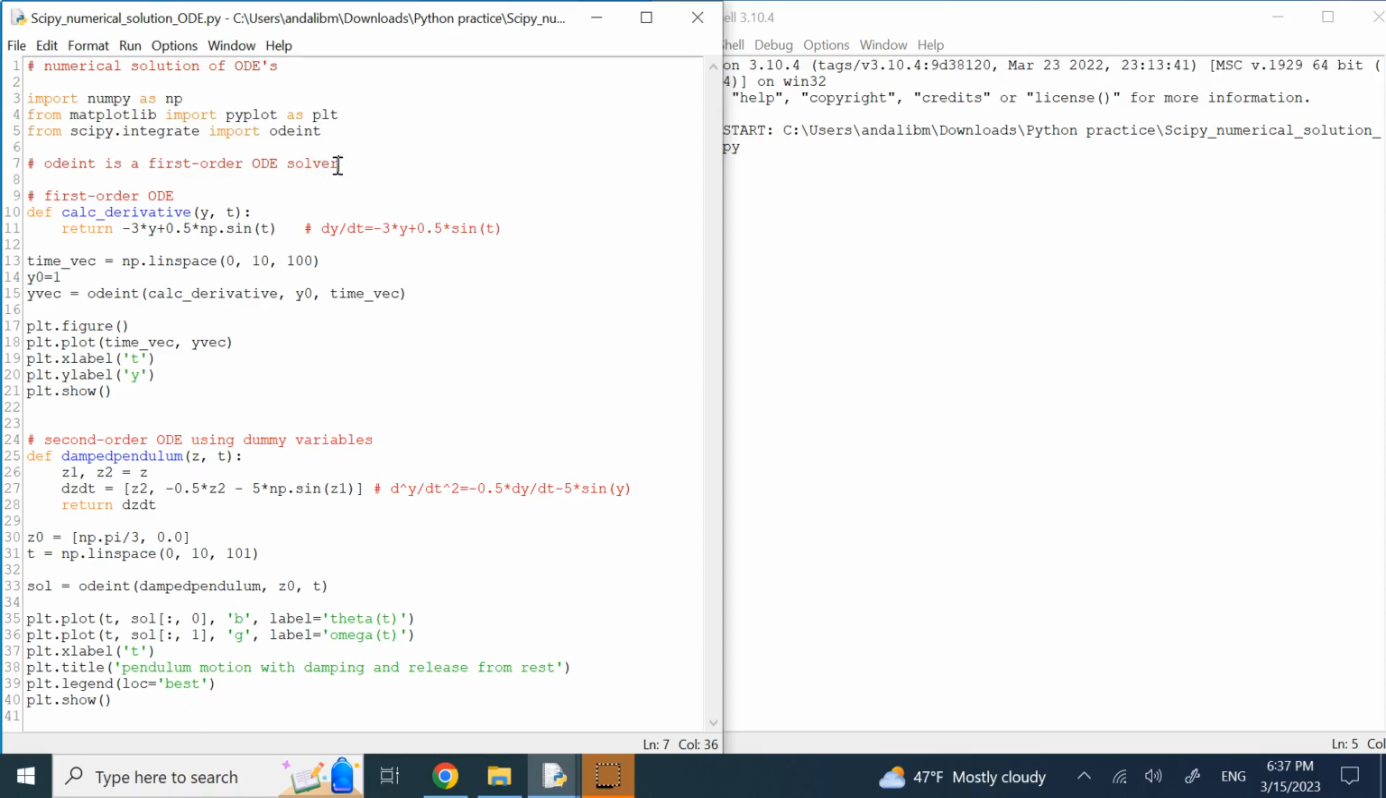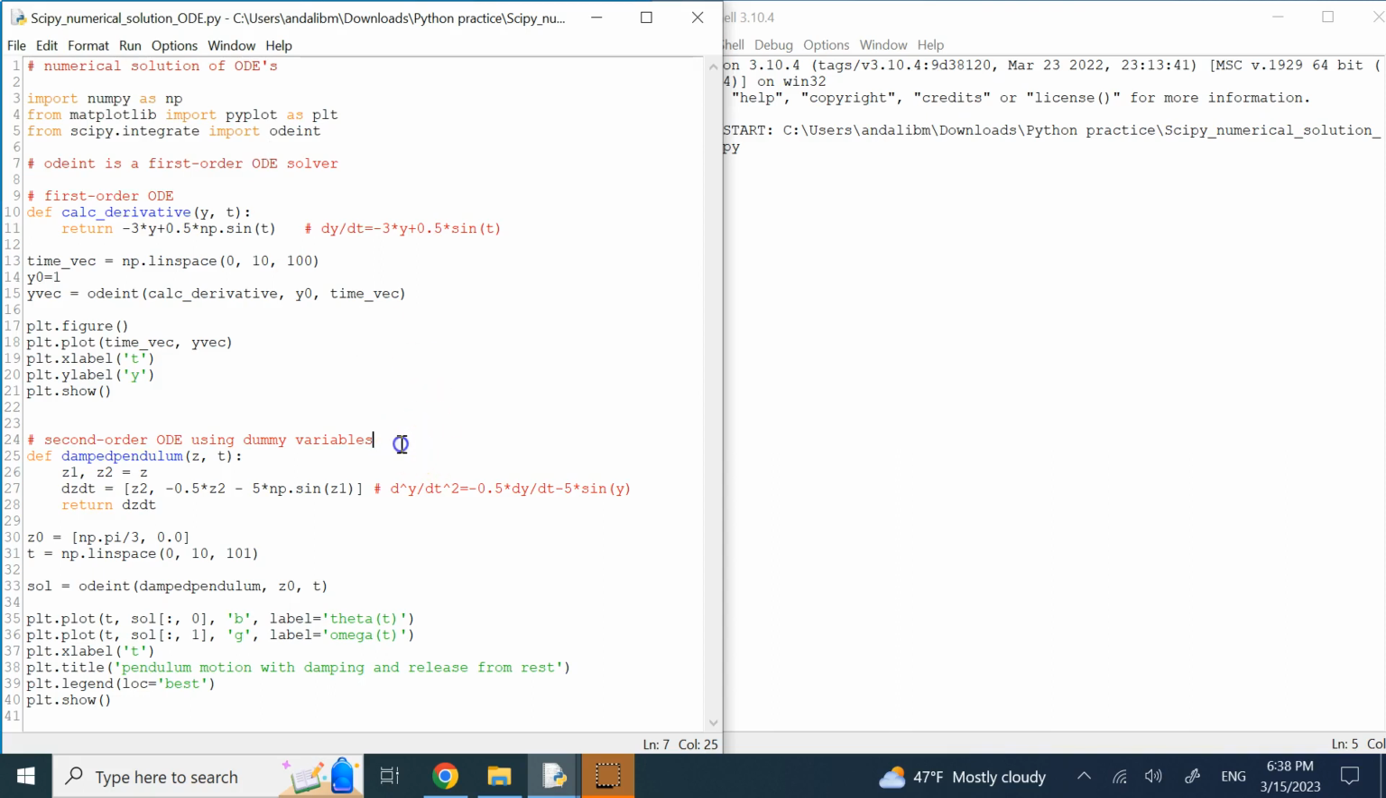Hello everyone. In this video we are going to talk about numerical solution of differential equations, and this is something like your ODE45 in MATLAB. So here we're going to use the method called odeint, and you need to import it from the SciPy integrate sub-module, and this one can only solve first order differential equations.